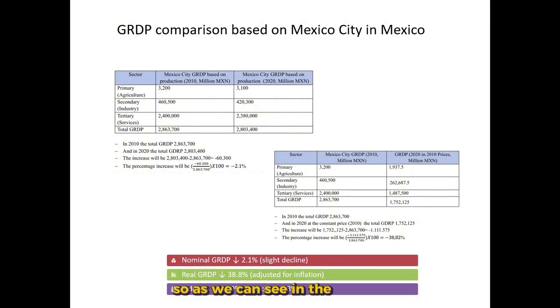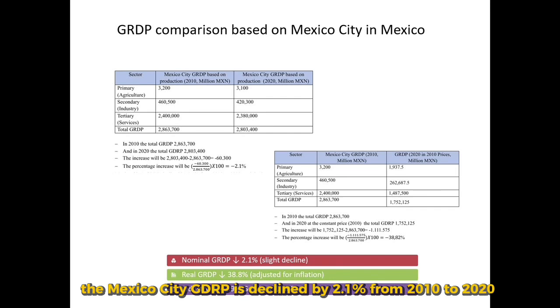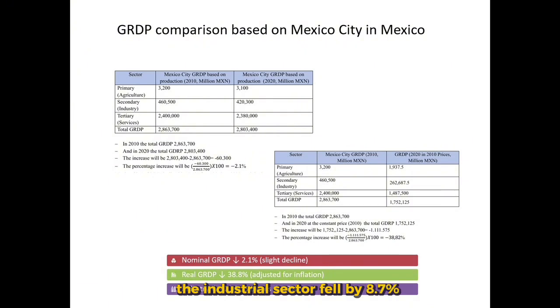So as we can see in the first table, the Mexico City GRDP declined by 2.1% from 2010 to 2020, mainly due to a drop in industry and services. The industrial sector fell by 8.7%, while services saw a slight decline. Agriculture remained stable but played a minor role, possibly because of economic downturn, policy change, or external shocks like COVID-19.